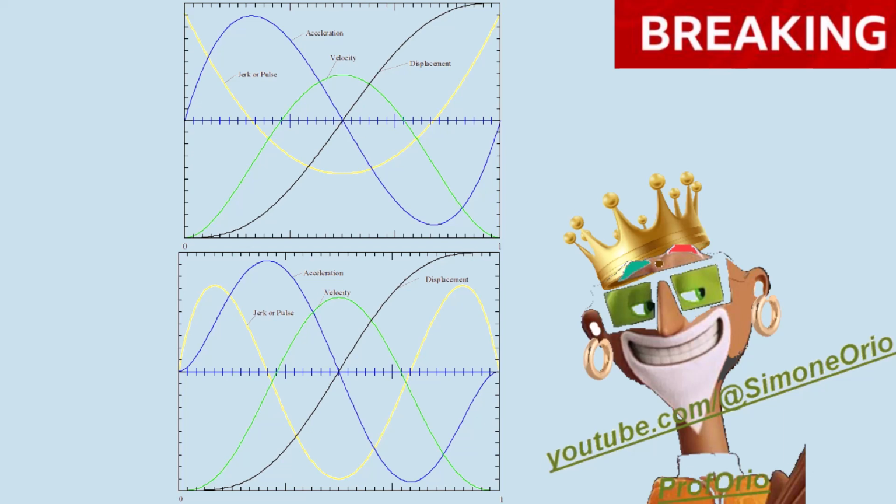You can see the top curve is very similar to the cycloid. The bottom curve is like the cycloid, except the acceleration has 0 slope at beginning and end.